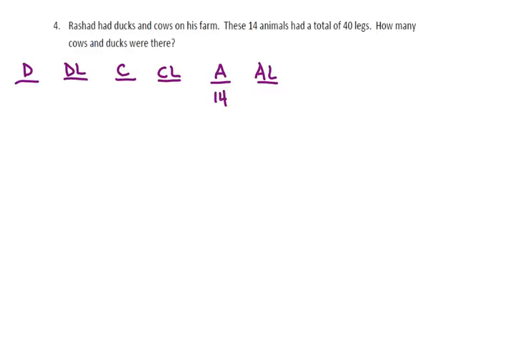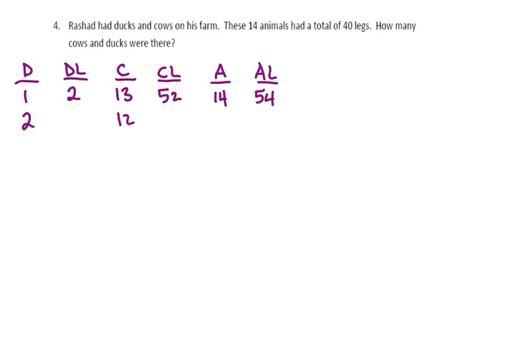So I can start with any arbitrary number. I can pick 1 duck and 13 cows. Well, the duck has 2 legs and each cow has 4 legs. So 4 times 13 is 52, and that would give me a total of 54 legs. And that's too many, so we're going to increase the number of ducks because the ducks only have 2 legs, and we'll decrease the number of cows. So let's see what happens.